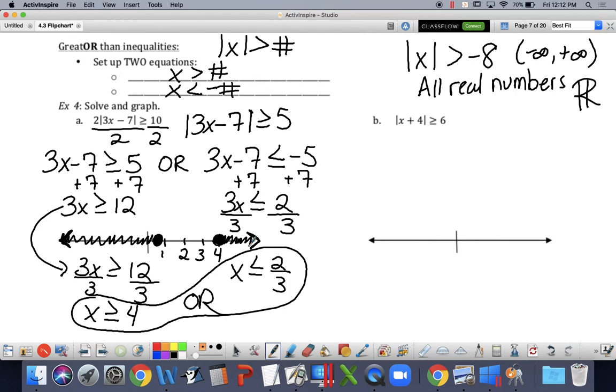Questions on that? Kind of a tricky one to start off with. Let's look at letter B. The absolute value is already isolated, so I can jump right to step 2, which is setting up my 2 inequalities. I have x plus 4 is greater than or equal to 6, or x plus 4 is less than or equal to negative 6.